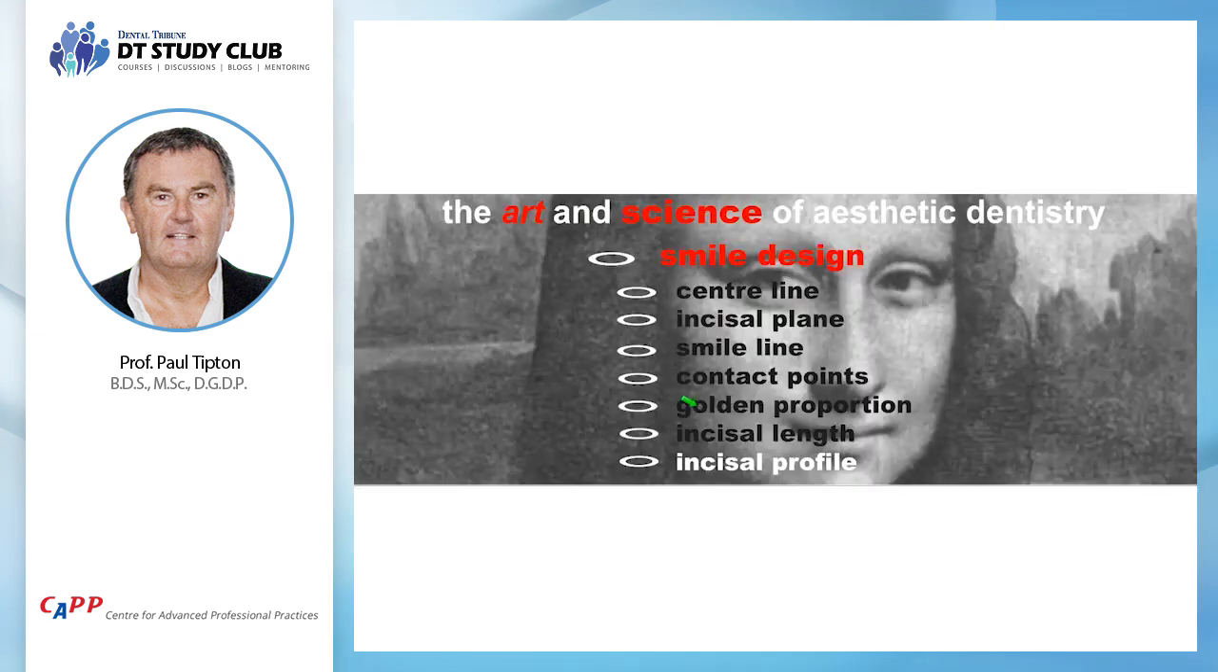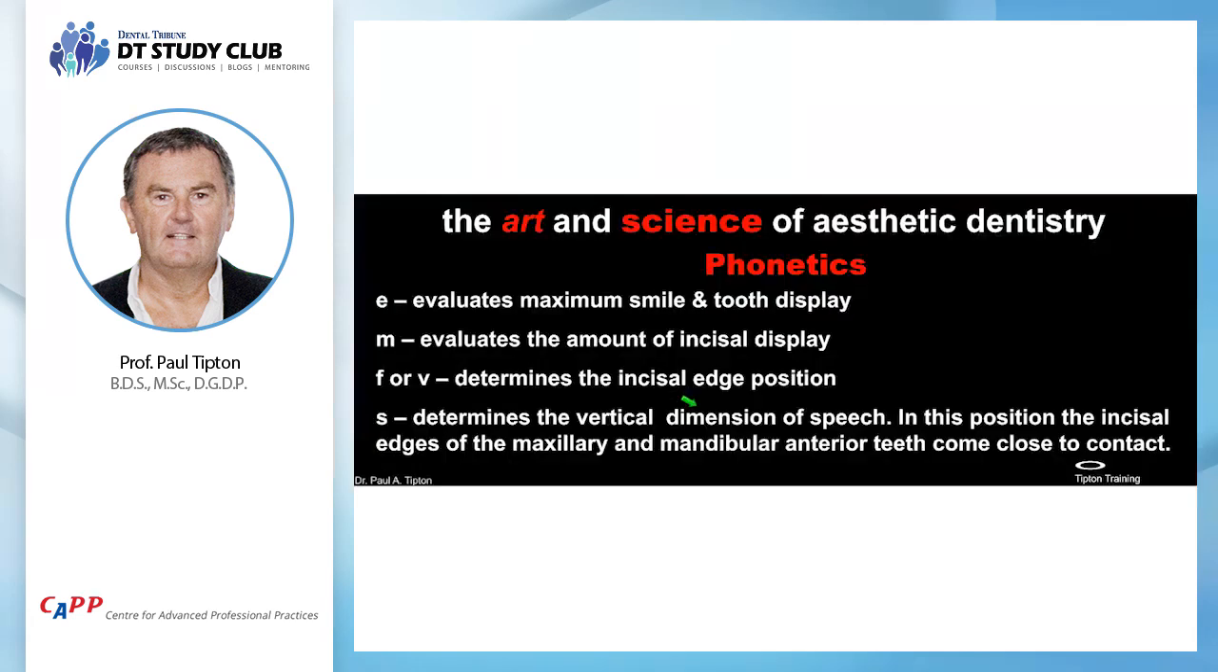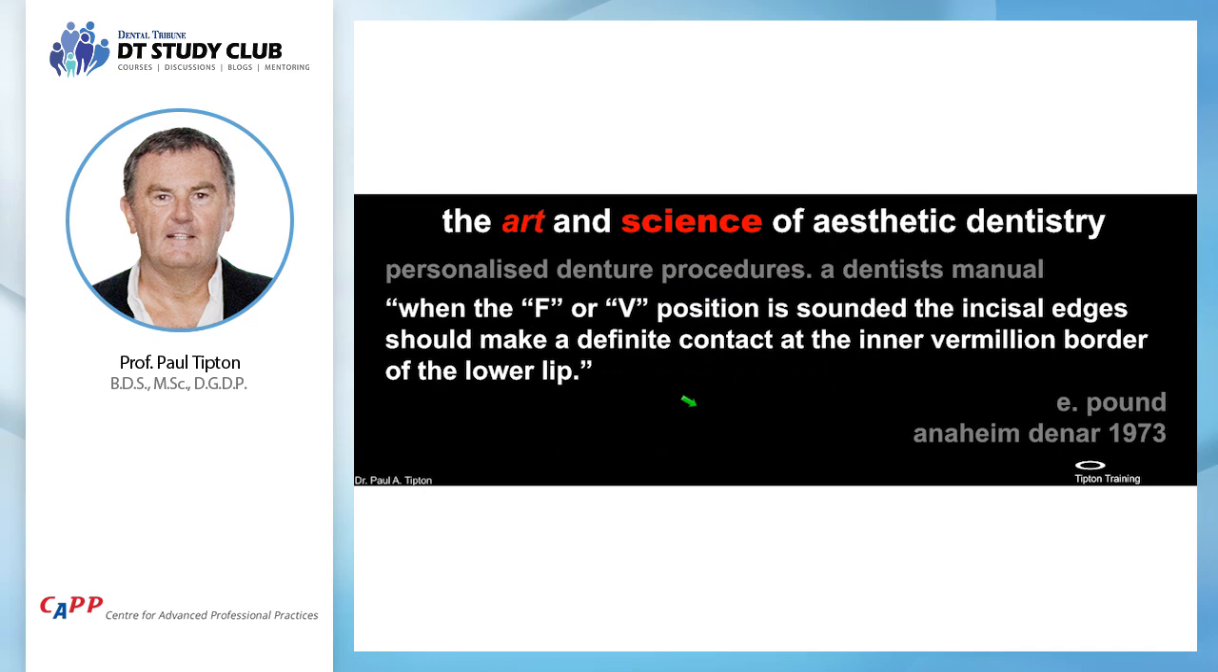Moving on, not got too much to go now. Looking at incisal profile. So what does incisal profile mean? It means whereabouts labiopalatally that central incisor should be. And the way that we look at profiles is evaluating this very often by phonetics. As you can see here, E is maximum smile, M incisal display, F or V incisal edge position. And it's the F and V, when the patient makes these sounds, that will define how far forwards we can bring the labial aspect and the incisal edge.